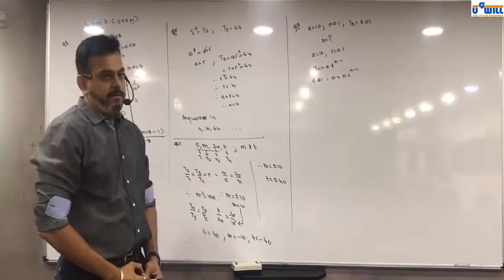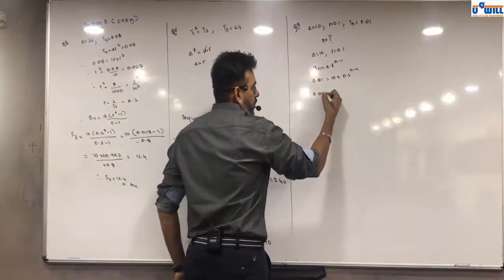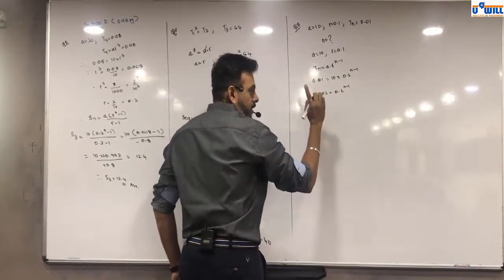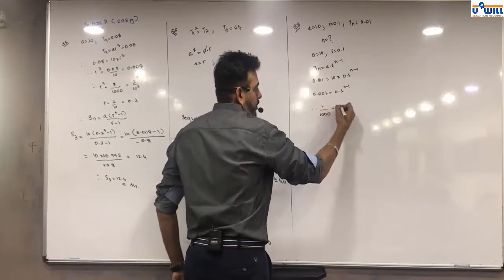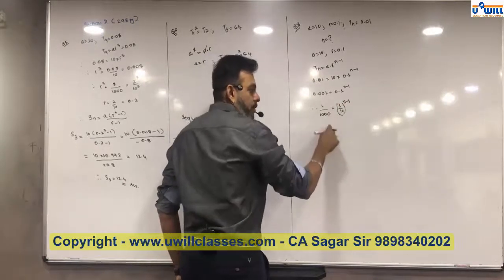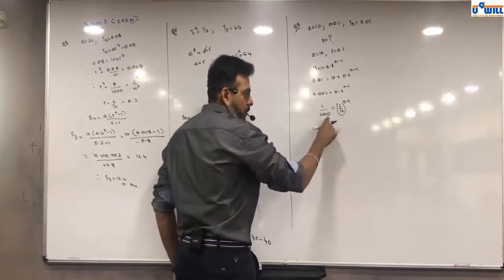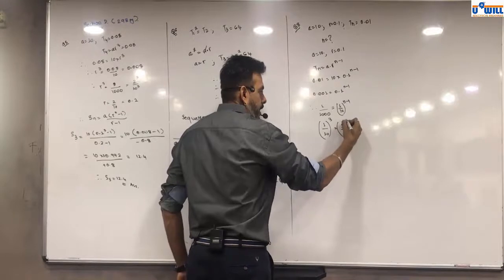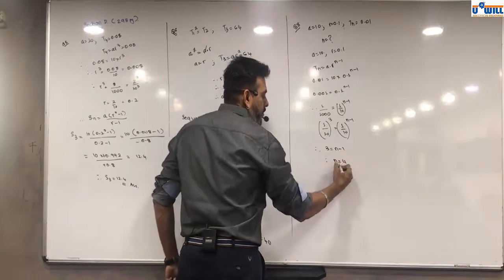How do we solve this? Very simple. This 10 here divide हो जाएगा. So 0.001 is equal to 0.1 raised to n minus 1. What is this? If you are confused, you convert this. 1 upon 1000 is equal to 1 upon 10 whole raised to n minus 1. ध्यान दो. 1 upon 1000 is 1 upon 10 whole raised to 3. Therefore 3 is equal to n minus 1. Therefore n is equal to 4.